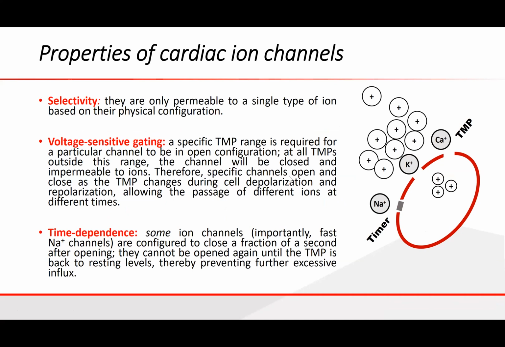First, the selectivity. They are only permeable to a single ion based on their physical configuration, some for calcium, some for potassium, some for sodium. They are voltage gated, which means a specific transmembrane potential range is required for a particular channel to be open in configuration. At all other transmembrane potentials outside this range, the channel will be closed and impermeable to ions. Therefore, specific channels open and close as the transmembrane potential changes during cell depolarization and repolarization, allowing the passage of different ions at different times. And this important property is the reason for the formation of the action potential in the way we will illustrate in a few minutes.